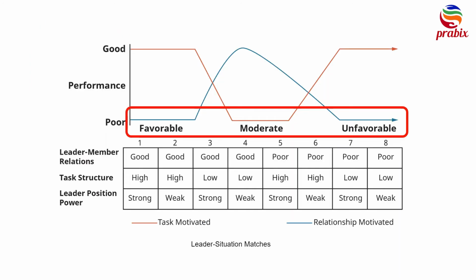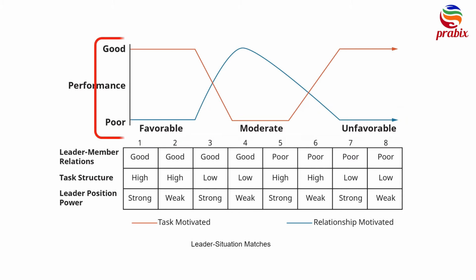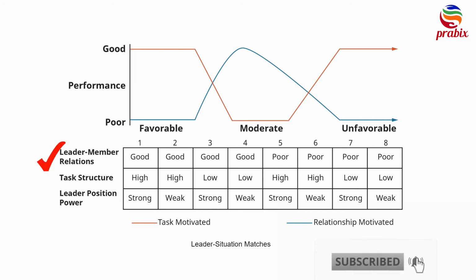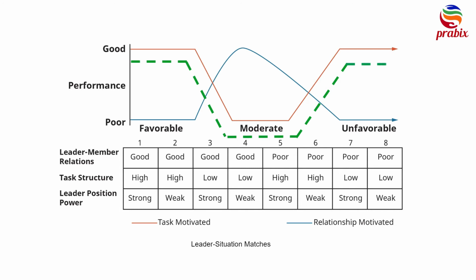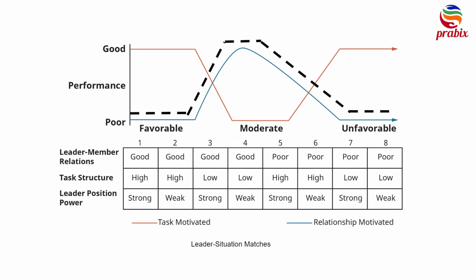This graph is very interesting, and it describes the model in a fantastic manner. This axis shows the favorableness of the situation, and this axis shows the performance of the leader. This row shows the leader-member relationship. This is for task structure, and this is for leader position power. This line describes the performance of the task-motivated leader, that is, the low LPC leader. This blue line signifies the performance of the relationship-motivated leader, that is, the high LPC leader.